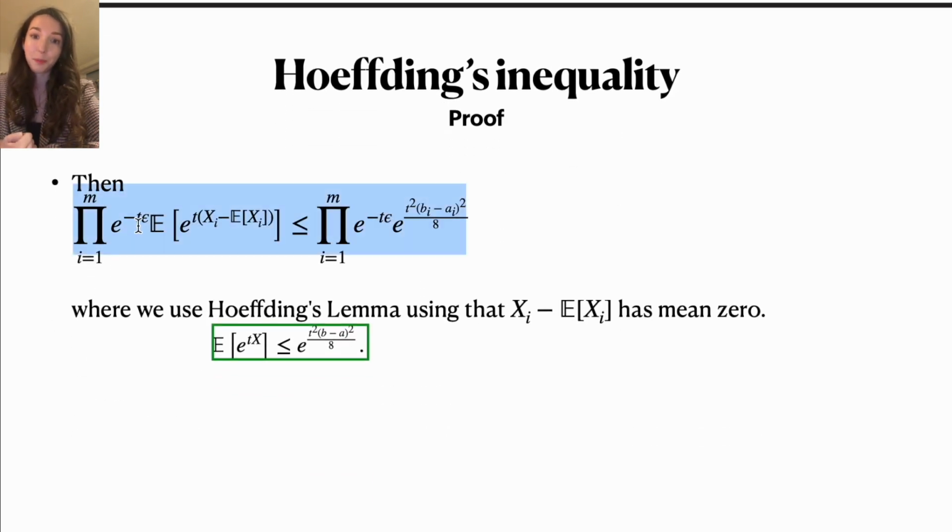This is a product of the exponential times the expected value of the exponential. And we will just bound it using Hoeffding's lemma. So for Hoeffding's lemma, we had something that bounded the expected value of the exponential of tX by this exponential of t squared (b minus a) squared divided by 8. And we just directly plug this into our inequality.